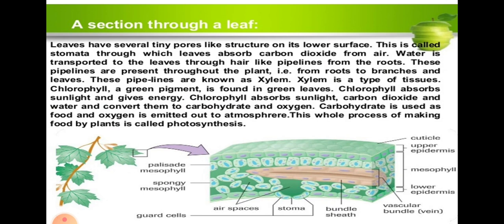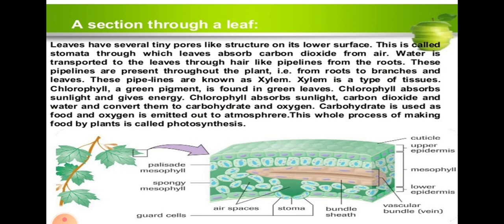Next is a section through a leaf. Leaves have several tiny pores in their structure. This is the structure of a leaf. In the lower surface you see air spaces, stomata, and bundles of vascular veins. Water is transported to the leaves through hair-like pipelines. You see hair-like pipelines from the roots to the branches and leaves. These pipelines are known as xylem. Xylem is a type of tissue.